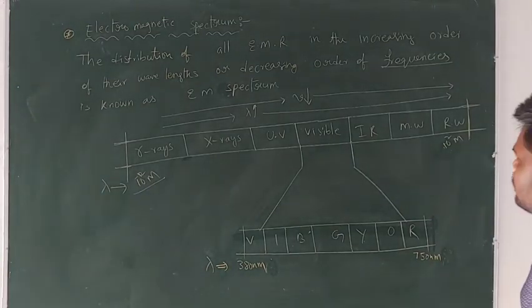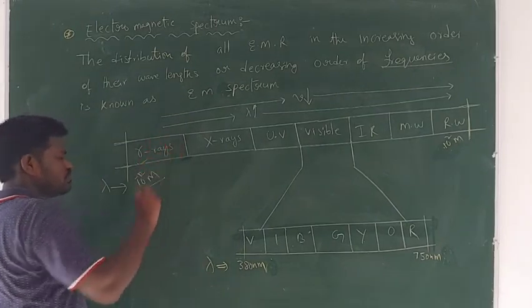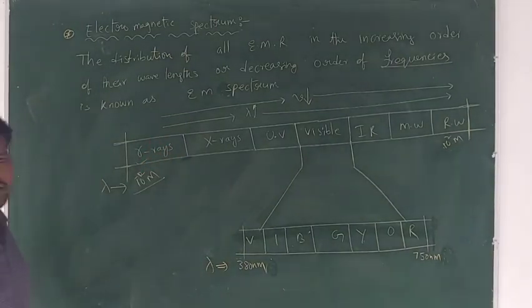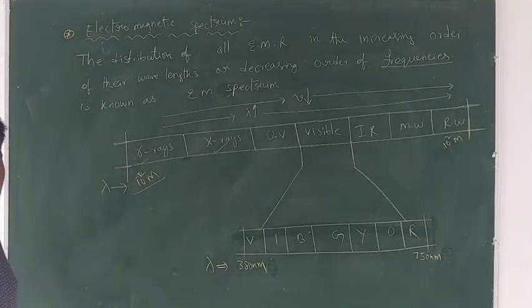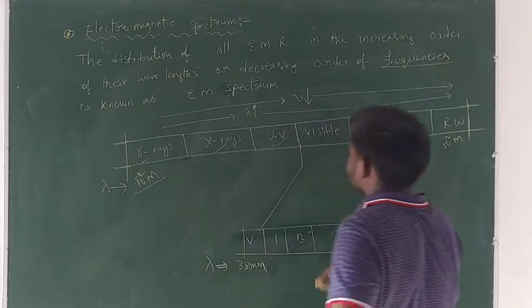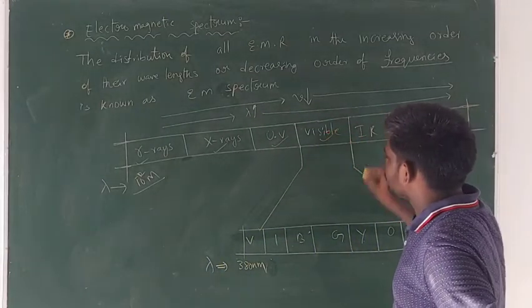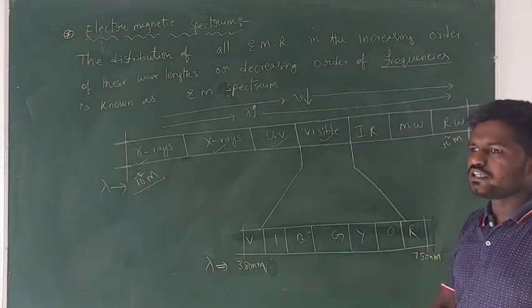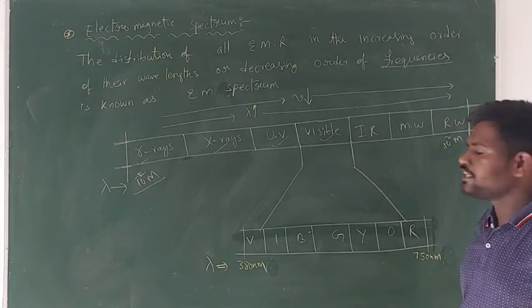Next, I will give you the uses of each radiation. Gamma rays are used in cancer treatment, and X-rays are used to identify broken bones in the human body. Ultraviolet rays are used to purify water. And visible light is used for vision.